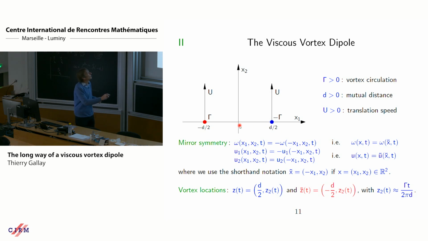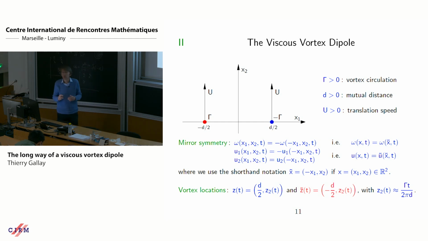But there is also a symmetry. I mean, initially, the vorticity is odd with respect to the horizontal variable, okay? Which means that omega of (x1, x2, t) is minus omega of (-x1, x2, t). And this symmetry is preserved by the Navier-Stokes evolution. So for all times, this vortex is the mirror image of this vortex by odd symmetry, which means that I have to compute only one vortex. If I compute one vortex, I get the other one just by symmetry.